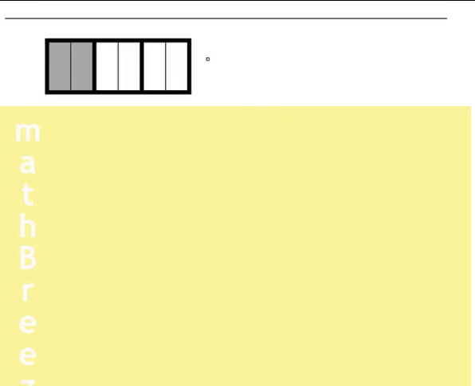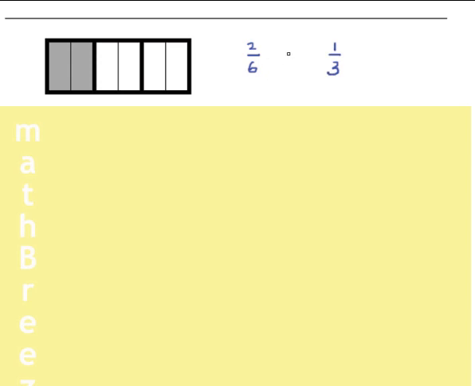Here we have a large rectangle, and it's divided into 6 equal parts: 1, 2, 3, 4, 5, 6. And 2 out of 6 of the parts are shaded in. So to represent the shaded in portion, we would say 2 out of 6 shaded in. Now, this rectangle is also divided into 3 equal parts. The dark borders divide the rectangle into 3 equal parts: 1, 2, 3. And 1 out of 3 are shaded in.